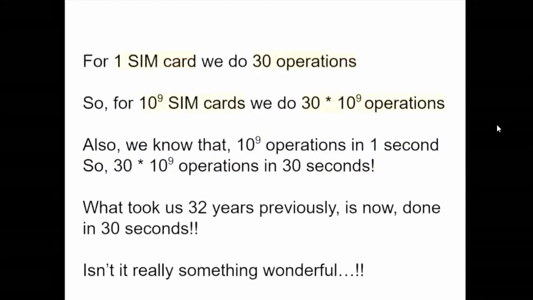You can see previously it took us 32 years, and now let us calculate. For one SIM, we are doing 30 operations. For 10 raised to 9 SIMs, we'll be doing 30 into 10 raised to 9. That is 30 seconds. That's amazing, right? That's really crazy. 32 years and 30 seconds. This is what competitive programming does: by applying algorithms and using data structures, this is how we make use of it in real life.